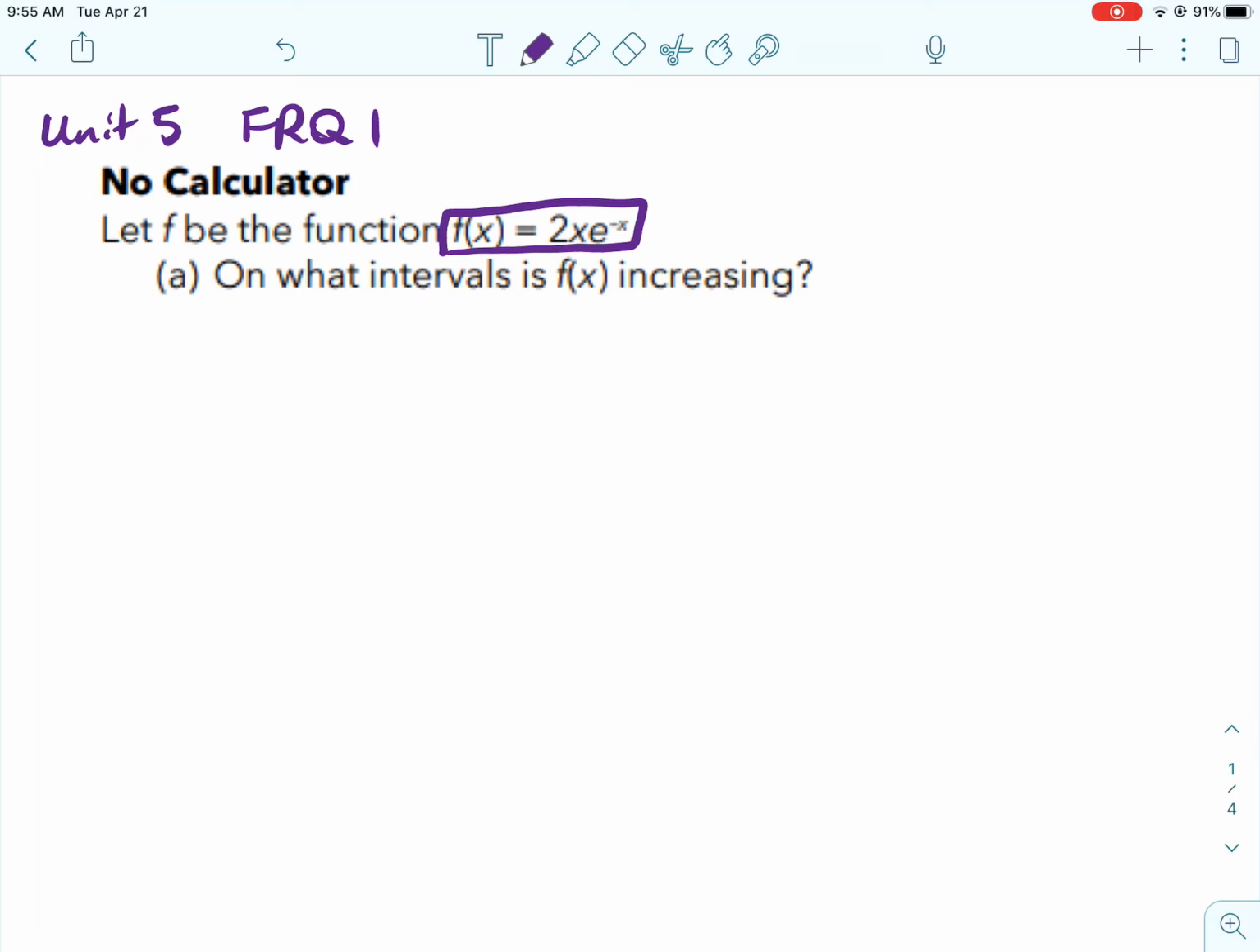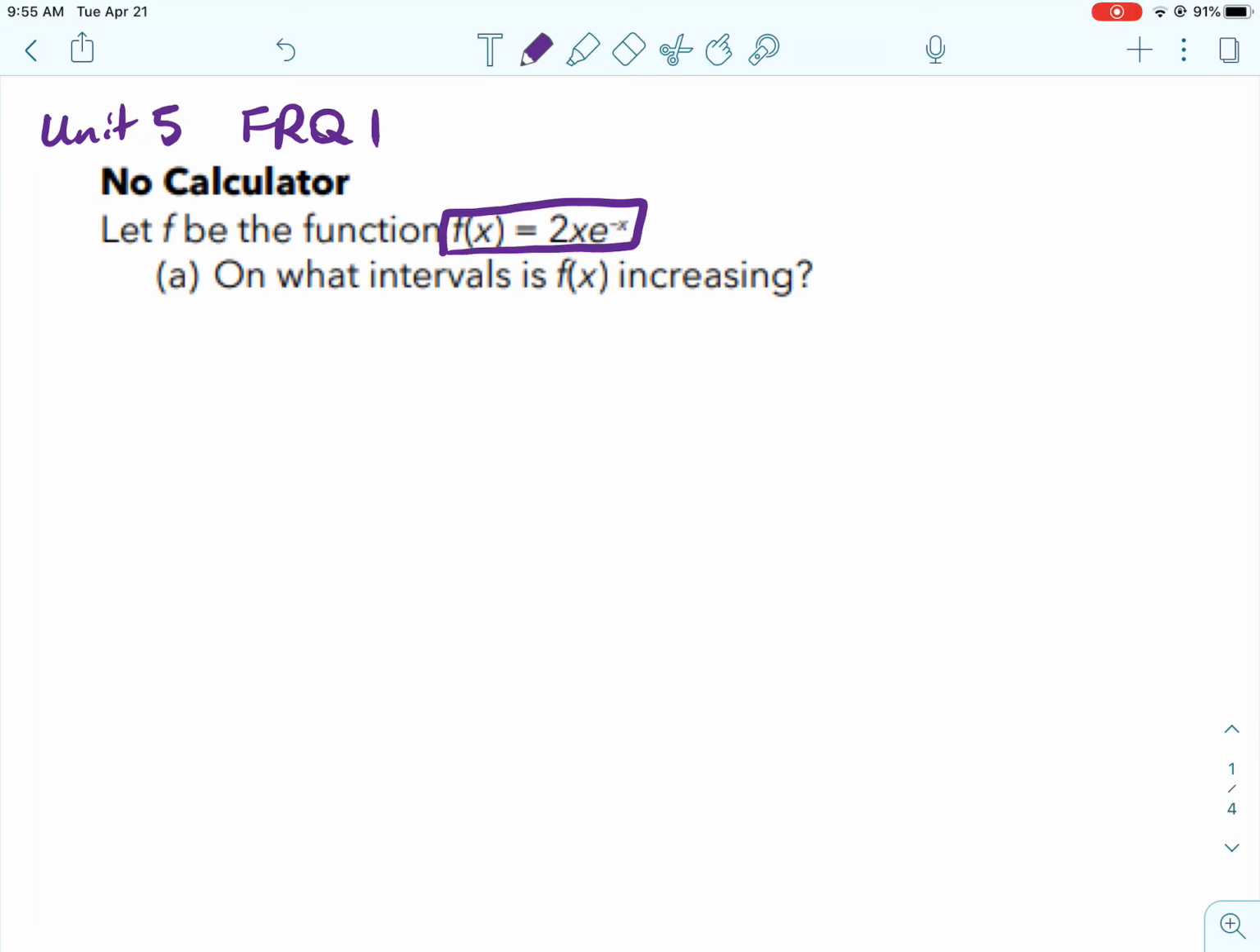Now, this would be a no calculator question if we were taking the test normally. You obviously can use your calculator to see what this graph looks like, and you can see where it is increasing. However, you won't get any credit on the AP exam for just looking at the graph. You have to show calculus to get credit.